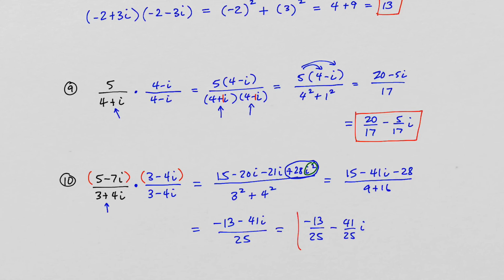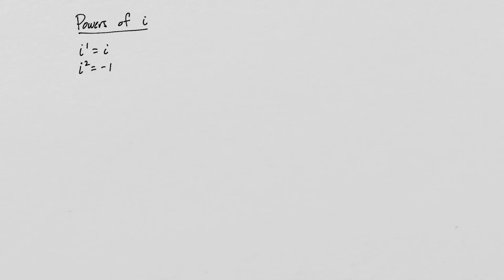And so our final answer is negative 13/25 minus 41/25 times i. And for our last topic with complex numbers, we are going to look at powers of i. So this would be whole number powers of the imaginary root i.